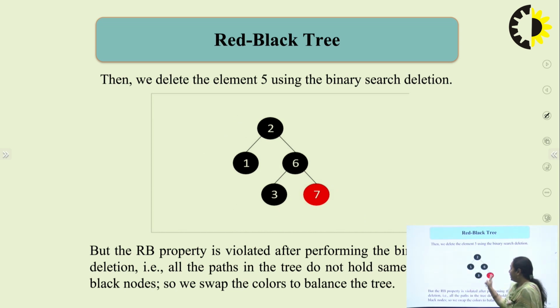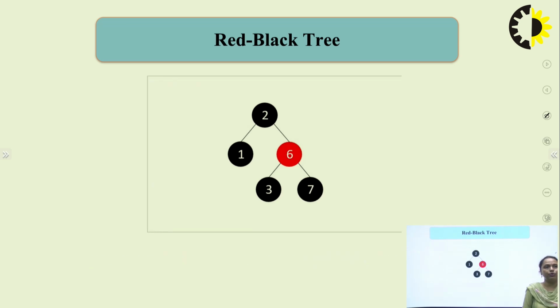But the RB tree property is violated after the binary deletion. Now check, all the paths are not having the same black height. You can check. Here we have 1, here we have 2, here we have 1. So the property is disturbed. So what do we have to do? We will swap the colors to balance the tree. So parent and child color will be swapped like this.